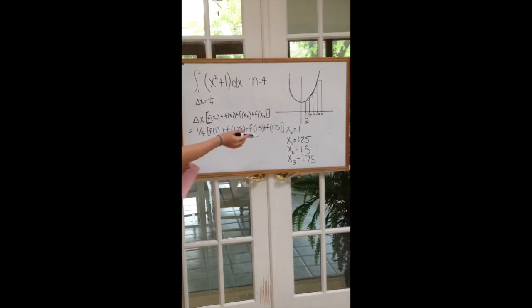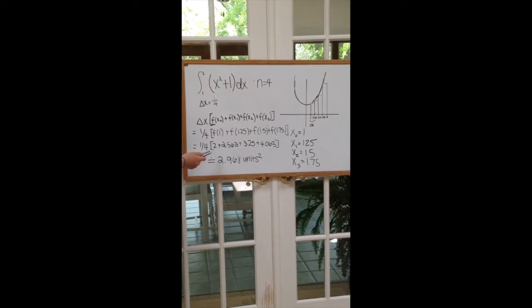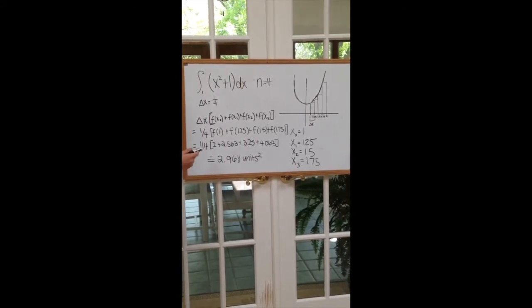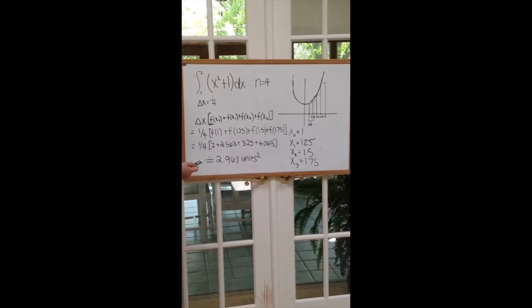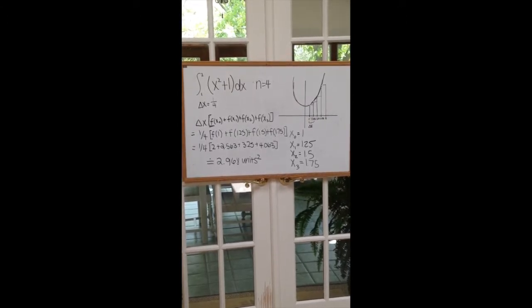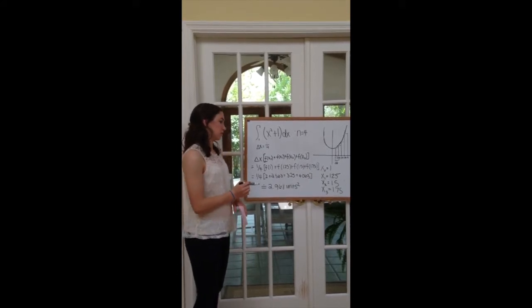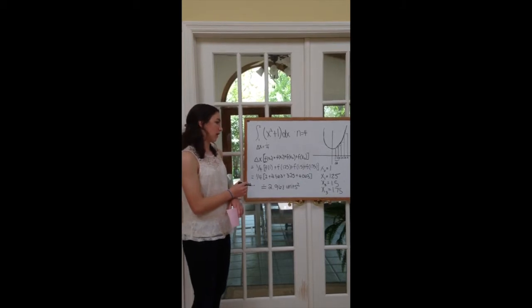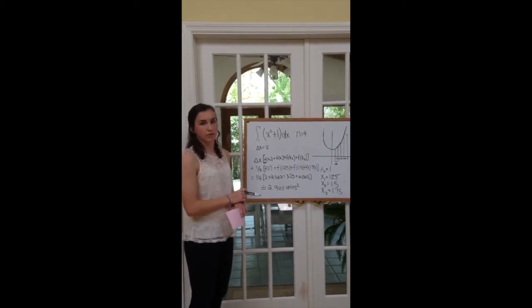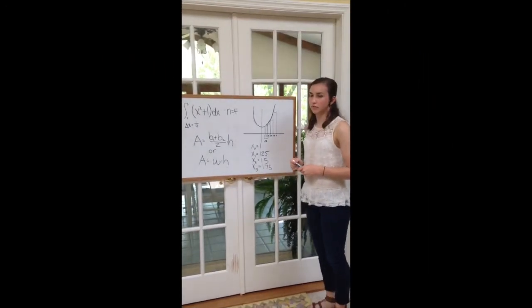And then you just sub in your x's and your delta x, and you get this. These are the numbers that you get when you sub in the x values into the original equation, and then you just simplify, and your answer is about 2.968 units squared. Again, if you're using right sums instead of left sums, the equation would be delta x multiplied by f at x sub 1 plus f at x sub 2 plus f at x sub 3 plus f at x sub 4.